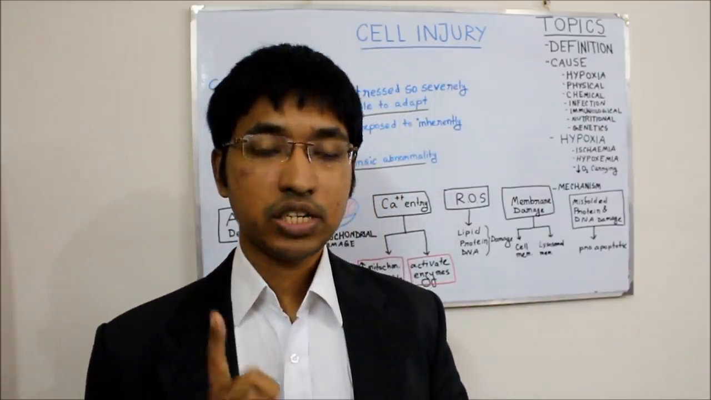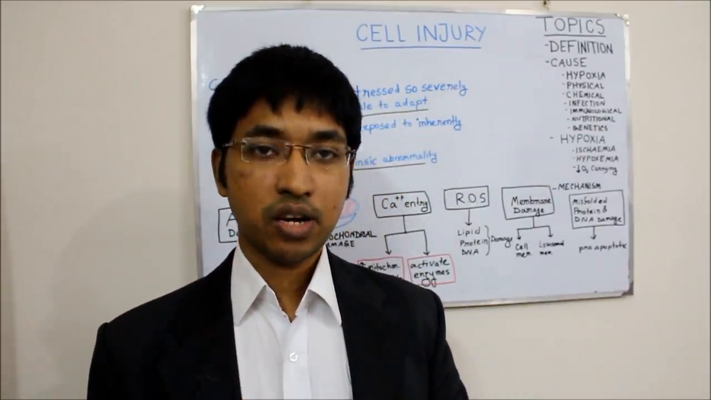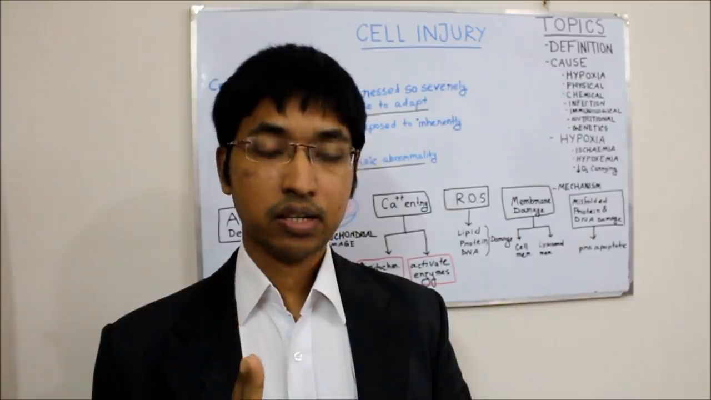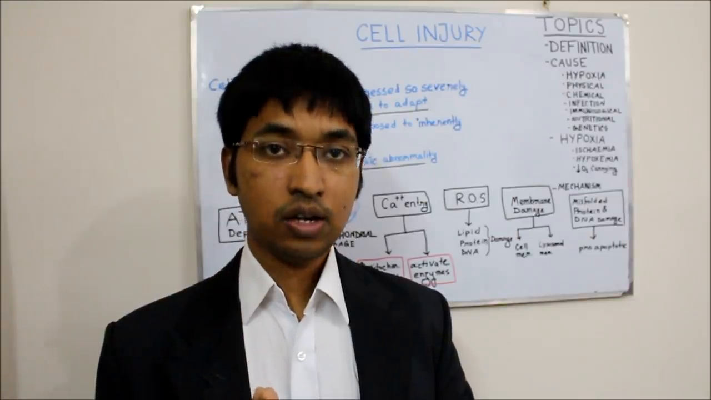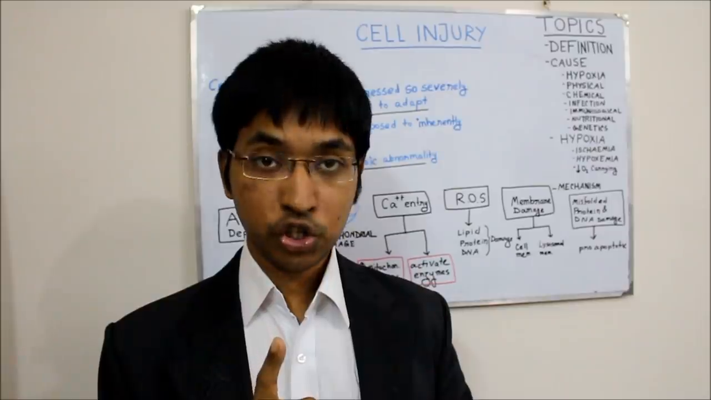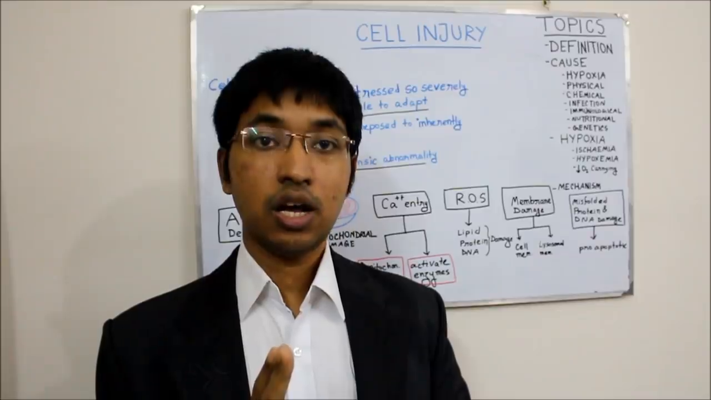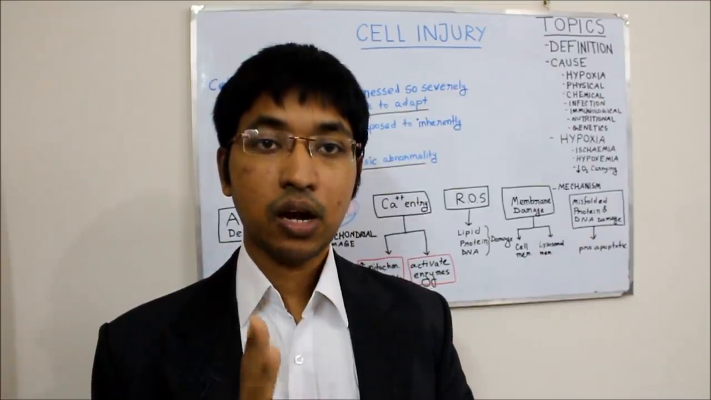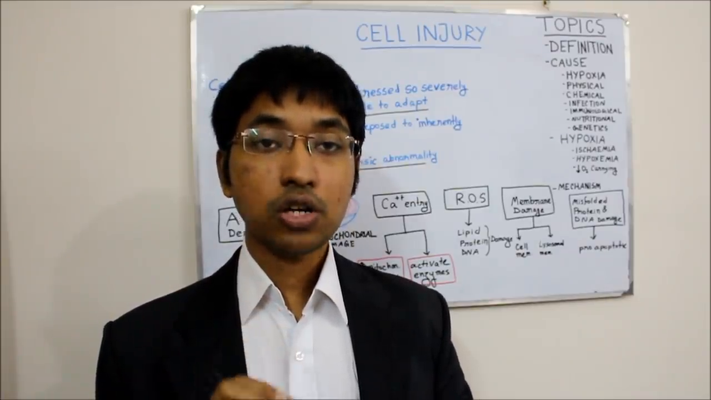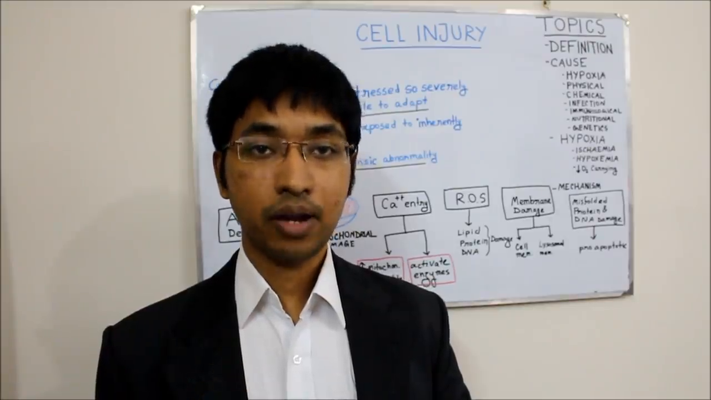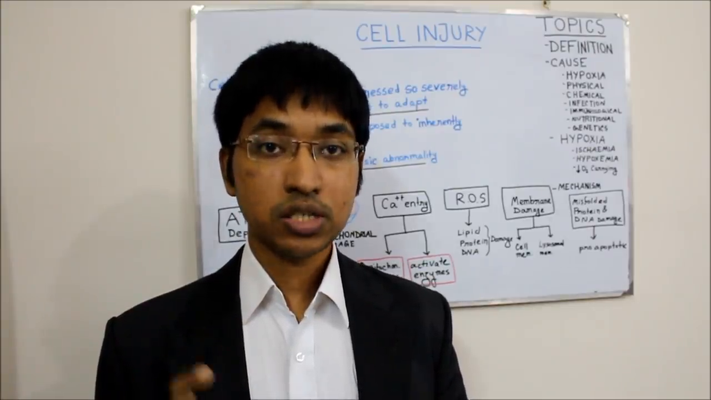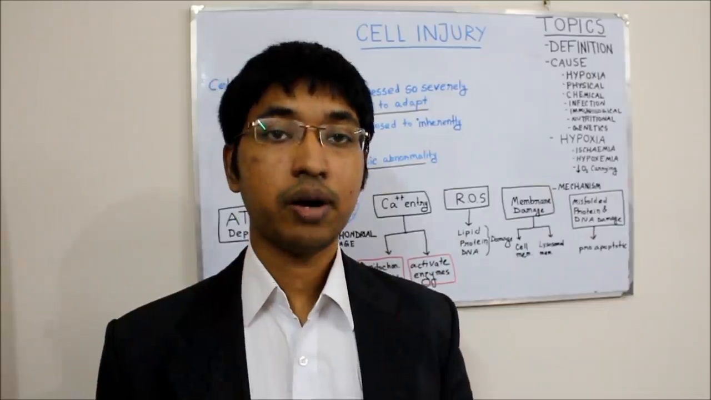They are ischemia, and there is another term, hypoxemia, that I will discuss after a while. So the first cause of hypoxia is ischemia, the second cause is hypoxemia, and the third cause is decreased oxygen carrying capacity of the blood. Now don't get scared, I will discuss all these things one by one.